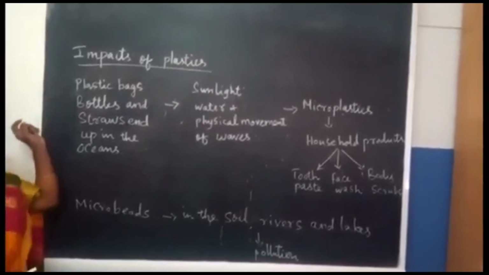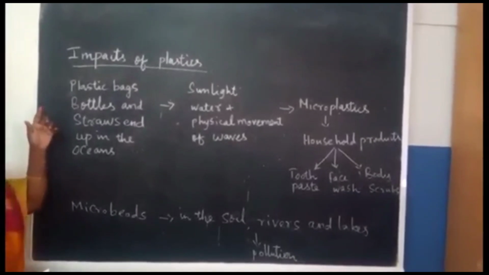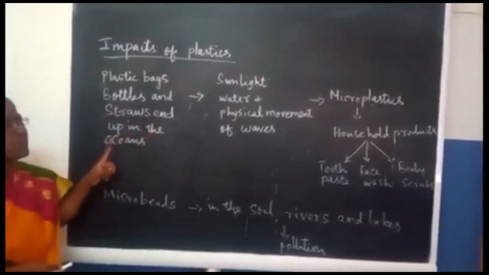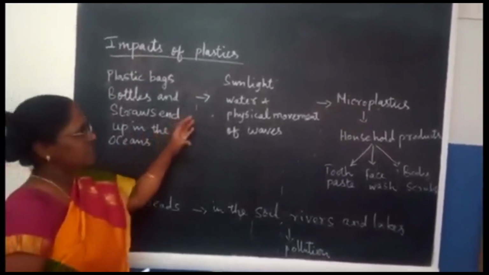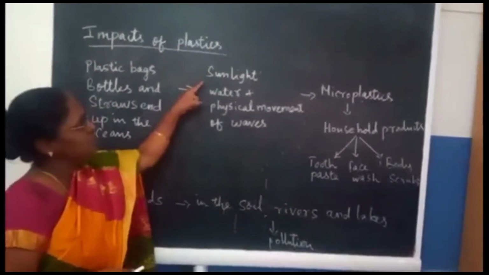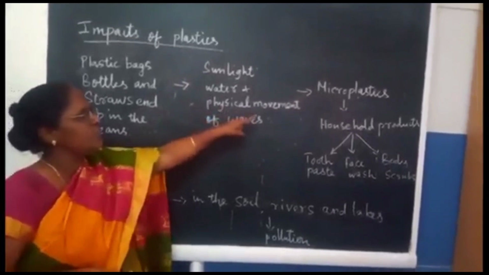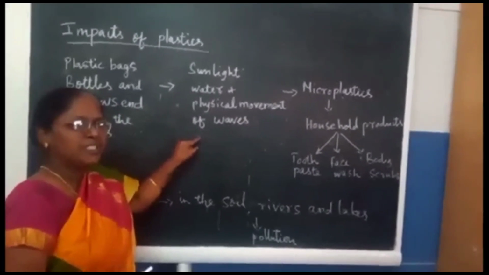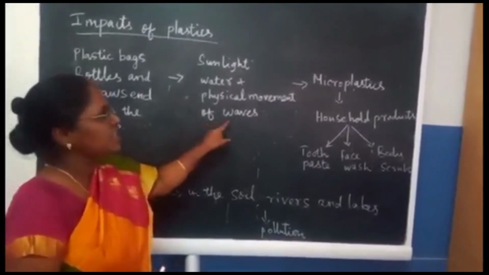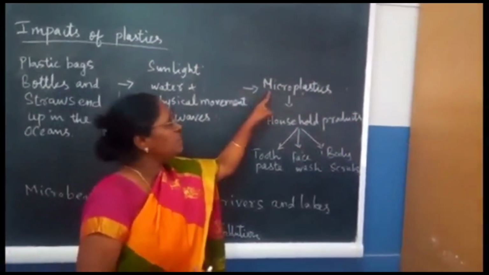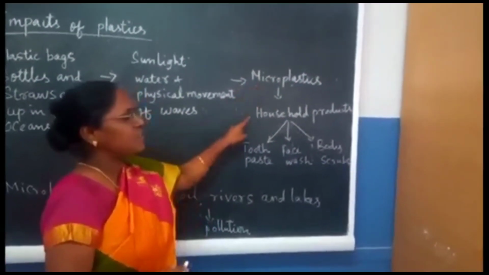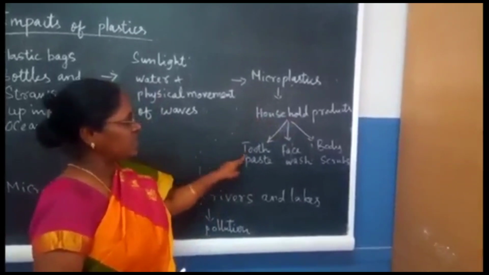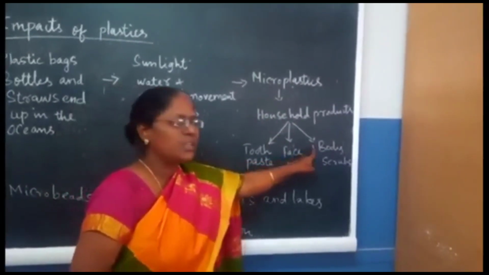We use many plastic waste. Plastic waste such as plastic bags, bottles and straws end up in the oceans. So here these plastic wastes in the ocean are exposed to sunlight, water and physical movement of waste. So here it is breaking up into tiny pieces. Tiny means small. So these tiny pieces are called microplastics. These microplastics are present in household products such as toothpaste, face wash and body scrubs.